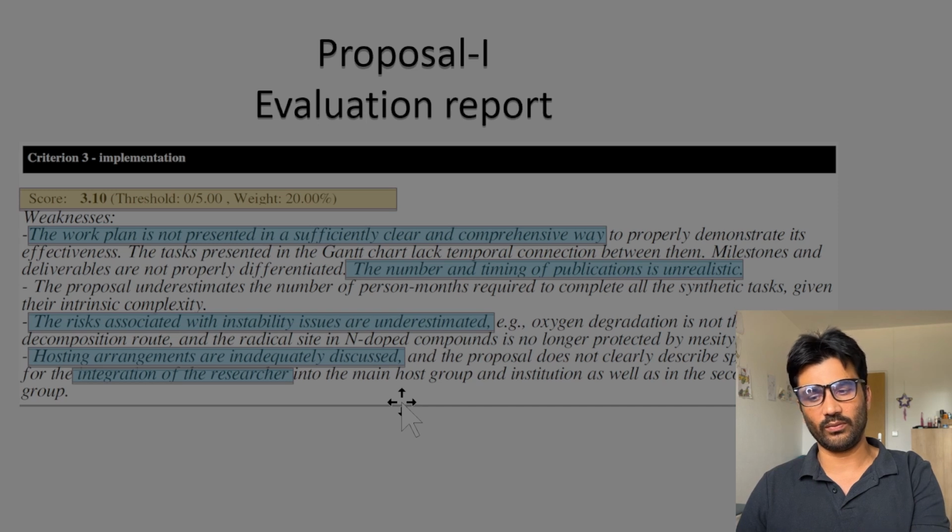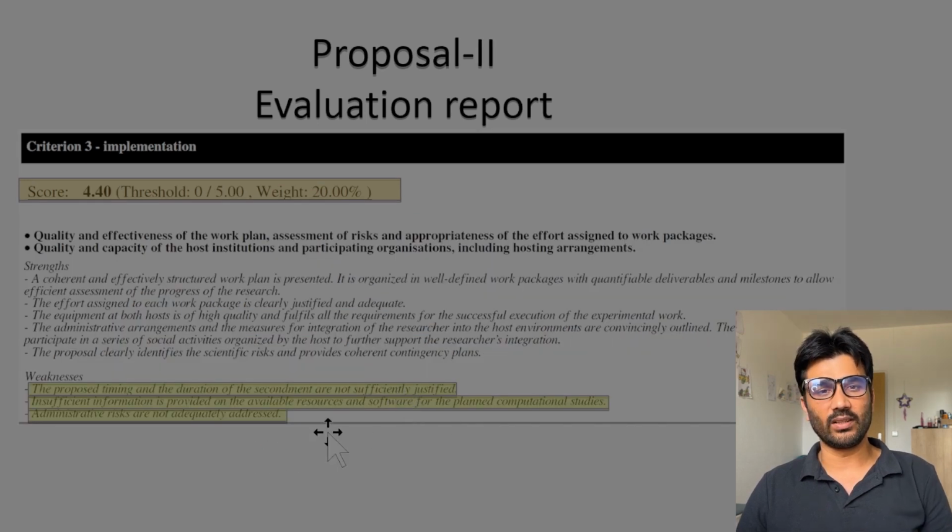But when I wrote the second proposal, although I put a lot of effort here, I still got some minor weaknesses. I will not go into strengths here, but I will point out the weaknesses, like the proposed timing and the duration of the secondment are not sufficiently justified. Although I wrote somewhere in my work package that I will spend 2 months, they said it's not justified why you will spend this much time. I was not sure what it all means, but this was what they pointed out.